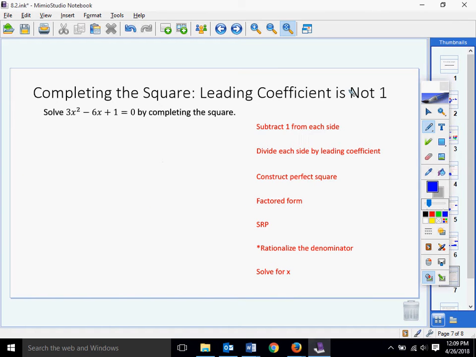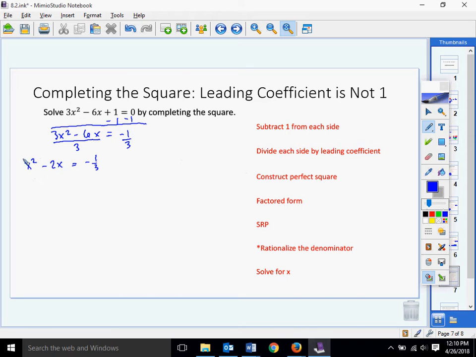Okay, again, the leading coefficient is not 1 here. So first we need to get rid of the constant, so subtract 1. Zero minus 1 is negative 1. Then I need to get rid of my leading coefficient, so I'm going to divide everything by the leading coefficient. That would leave me with x squared minus 2x equals negative 1/3.